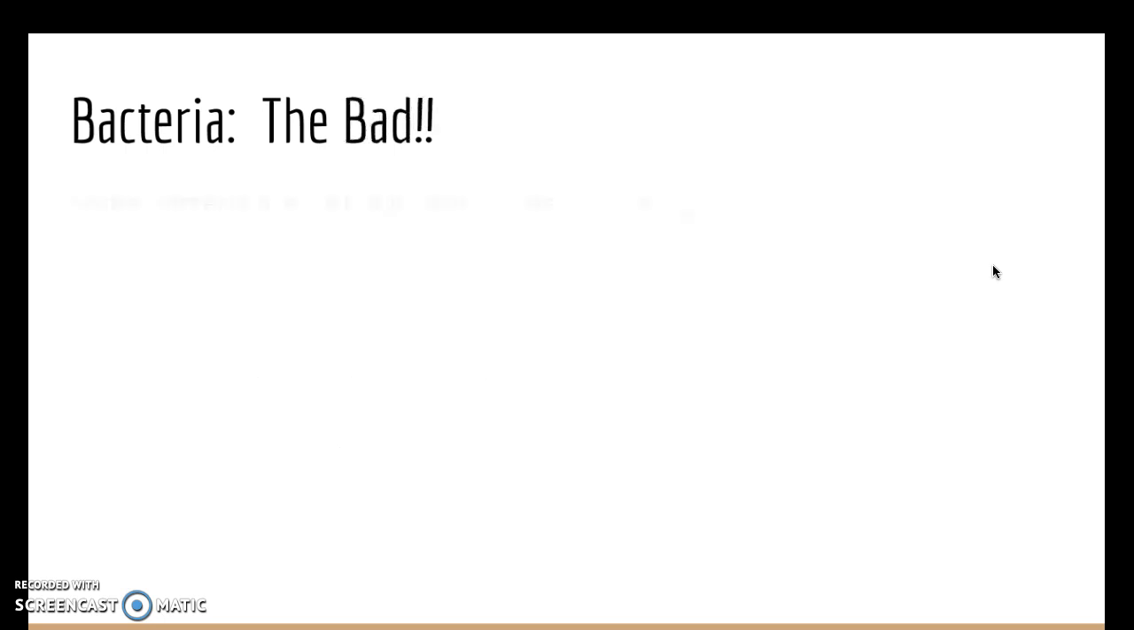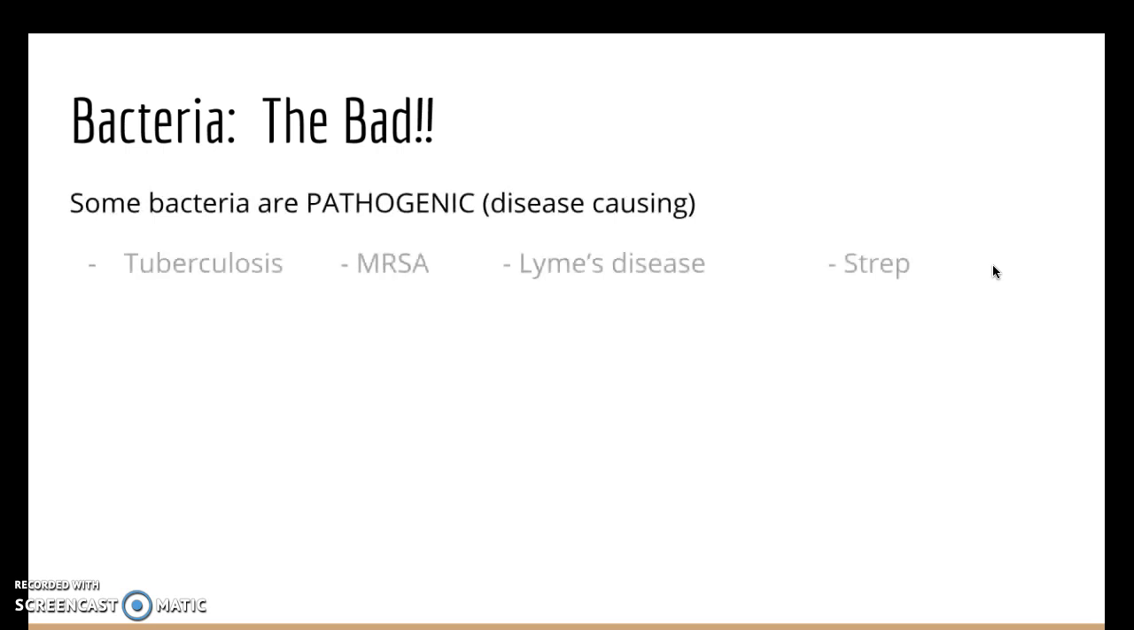Now let's talk about the bad. Some bacteria are pathogenic. Remember, when we use that word pathogen, we mean it causes disease. Some examples of bacteria that are pathogens: tuberculosis, otherwise known as TB, MRSA, Lyme disease, which you could get from a tick, and strep throat.